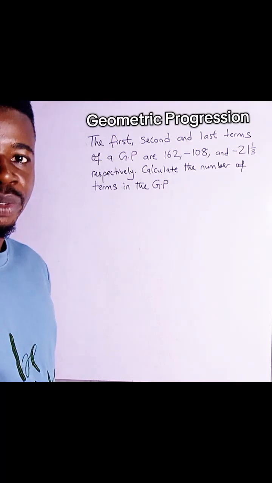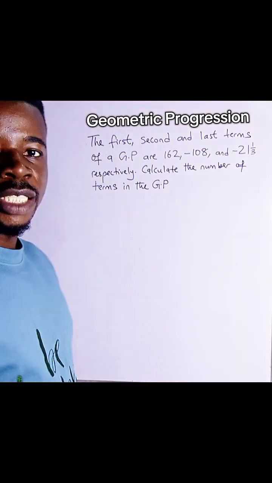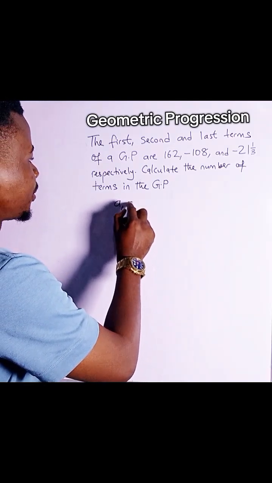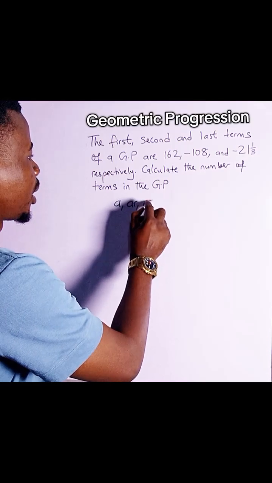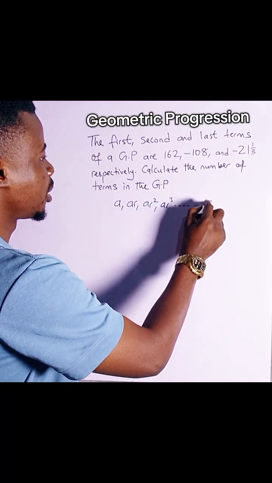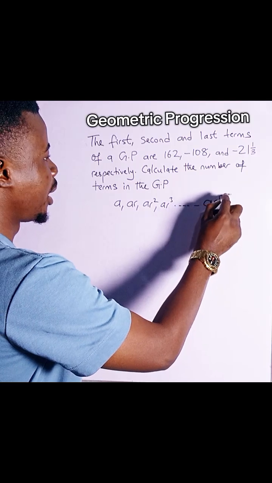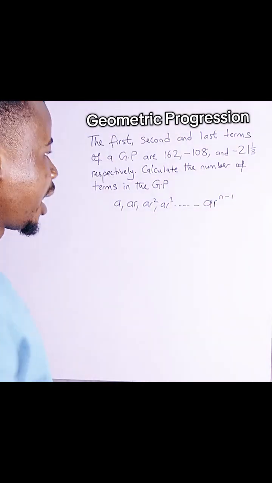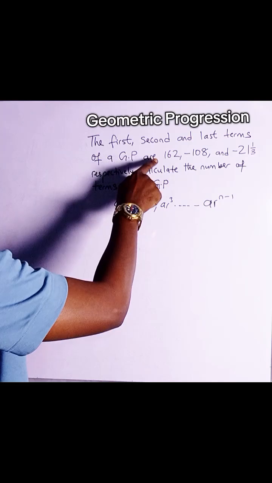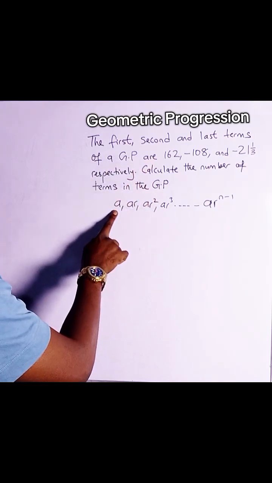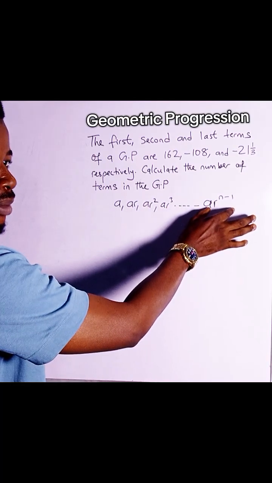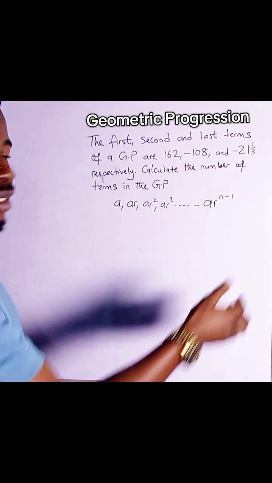Okay, now what is a GP? Let's give the expression for a GP. It has these following terms: A, AR, AR squared, AR cubed, down to AR raised to power n minus 1, where n is the number of terms. Is that okay? So now you can see that the first term is A, this is the second term, this is the third term, this is the fourth term, down to the last term, which we can call the nth term.